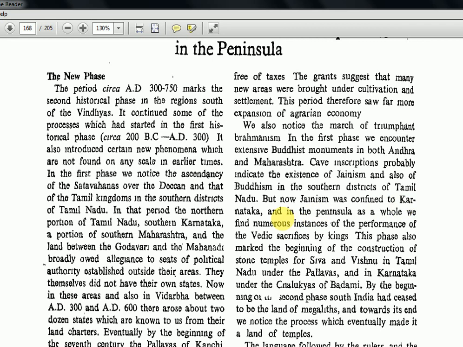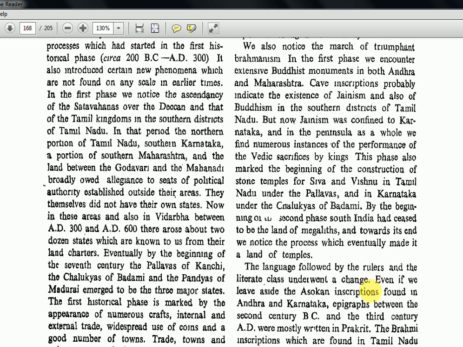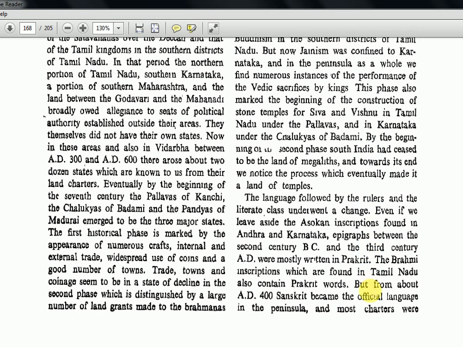Okay, and in the peninsula as a whole, we find numerous instances of the performance of the Vedic sacrifices by kings. This phase also marks the beginning of the construction of stone temples for Shiva and Vishnu in Tamil Nadu under the Pallavas, and in Karnataka under the Chalukyas of Badami. So Jainism and Buddhism are declining or restricted to certain areas, but the Shiva and Vishnu worship is increasing. Okay, so Brahmanism is triumphing under the Chalukyas and the Pallavas.